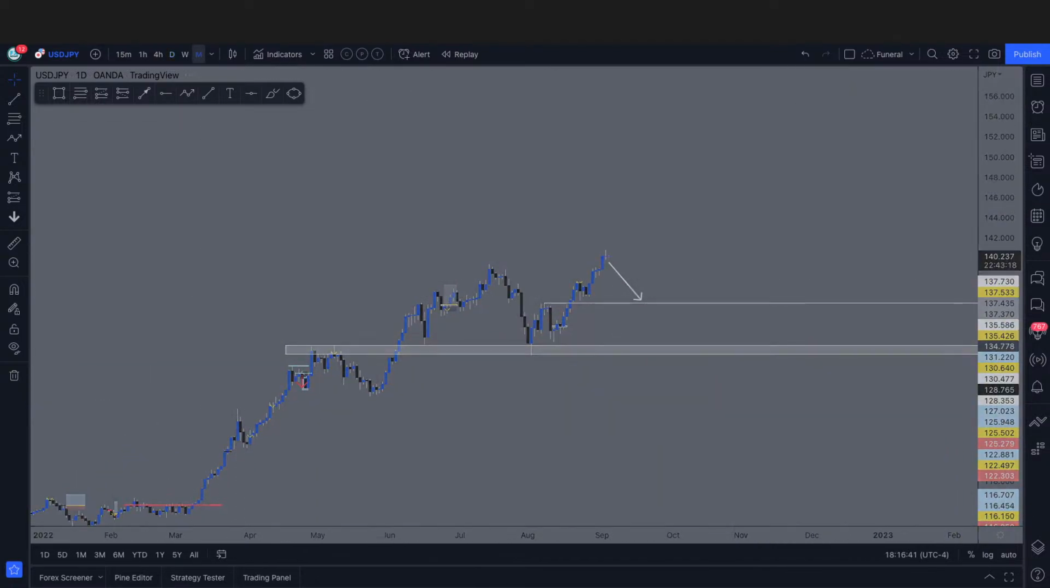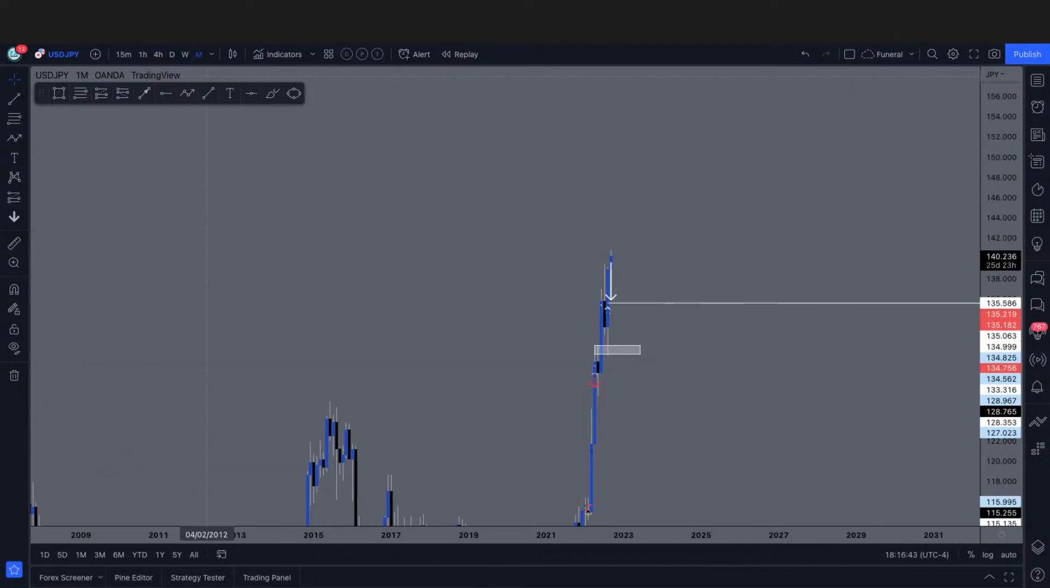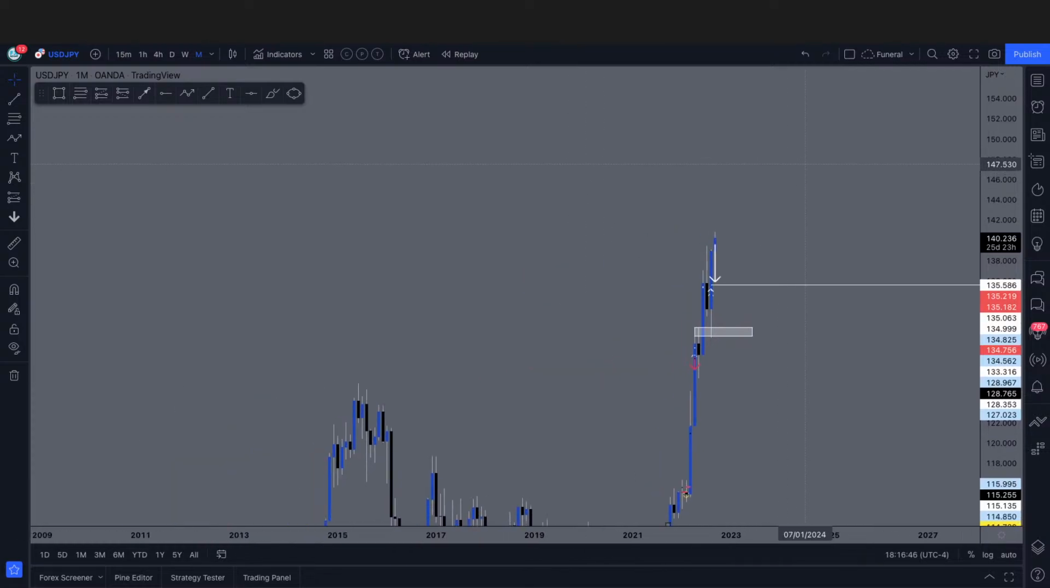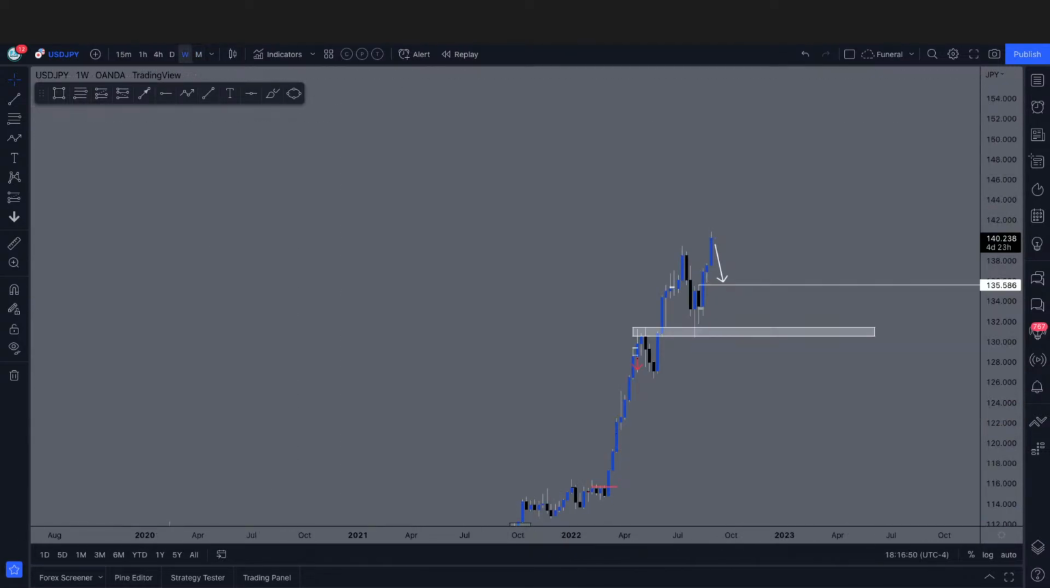Going down to USD JPY, what we can identify on USD JPY is that on the monthly, we're extremely bullish. On the weekly, same thing, where we've created this W formation. We would like to see the market come back after a W formation to the neckline and complete the pattern.